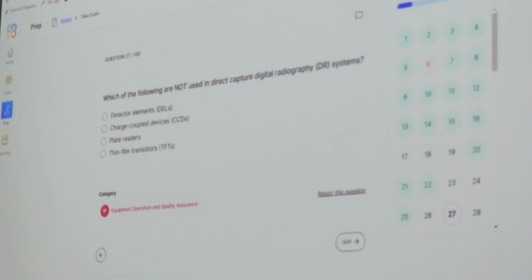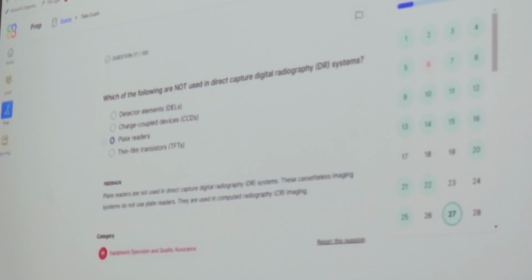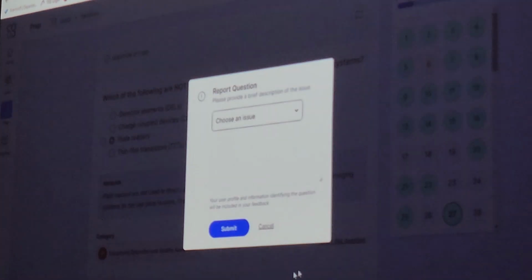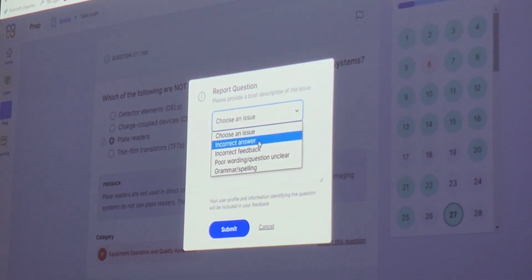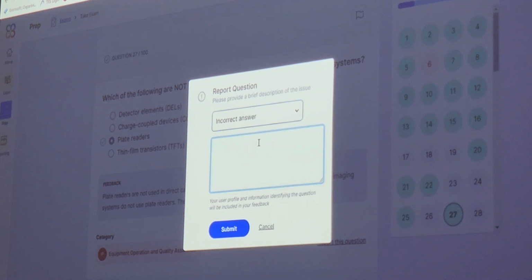Next, Samantha. Which of the following are not used in direct capture digital radiography DR systems? DELs, CCDs, plate readers. It's going to be plate readers. Where do we see plate readers? CR, very good. I do have a bit of an issue with this question, because I think there is another answer that is also incorrect, which is CCDs. Both CCDs and plate readers are not used.